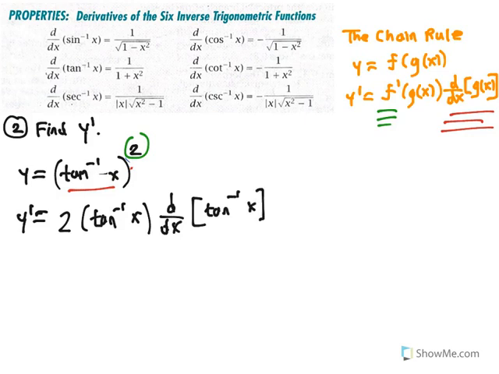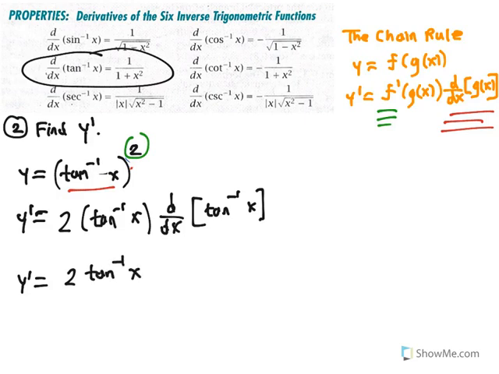And what is the derivative of the inverse trig function? It's right here. So we're going to write y prime is equal to 2 times the inverse tangent of x times 1 over 1 plus x squared. And when you multiply, you will get this as your final answer.